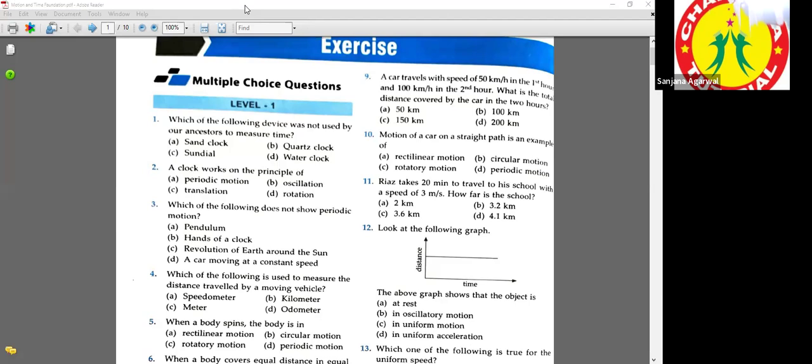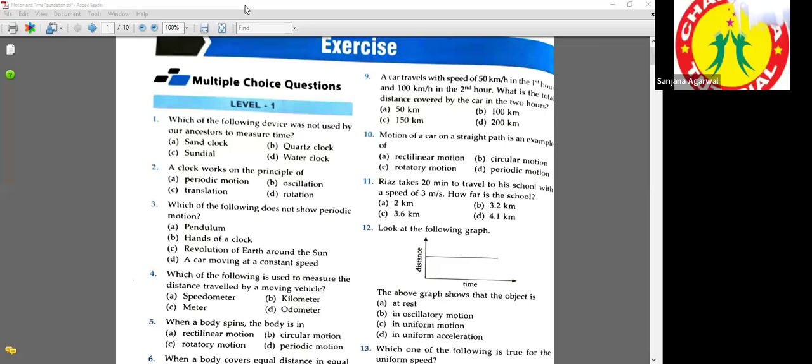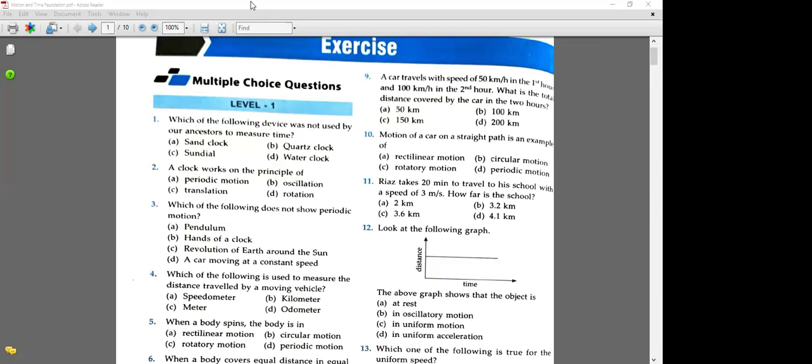Advika, A. Everyone write the answer in chat quickly. Ma'am, is it correct?